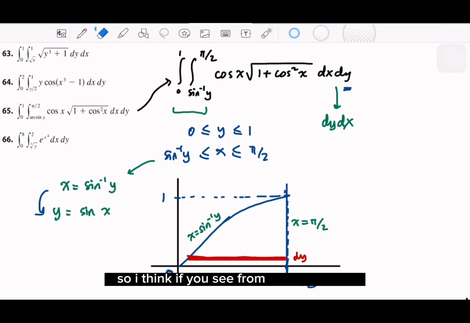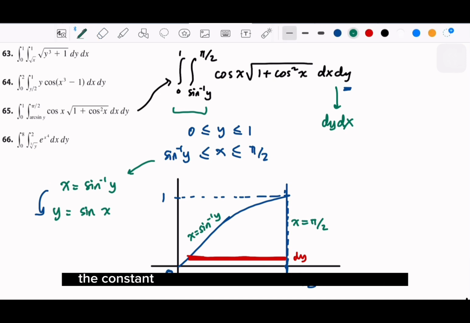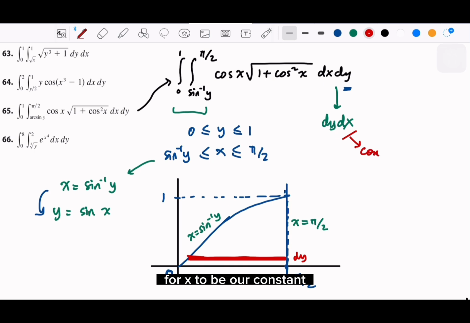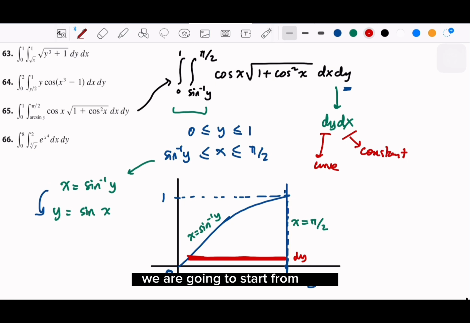So I think if you see from what we have, the constant could easily be 0 to pi over 2 for x, right? We want x to be our constant, and dy will be the curve, right? So dy for the curve, we are going to start from now. dx is already here, and now will be the dy.